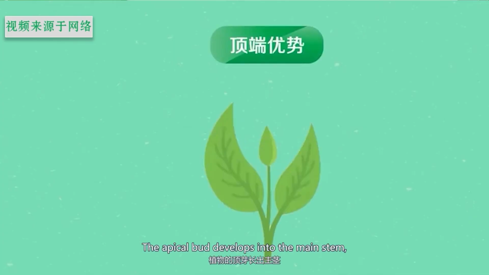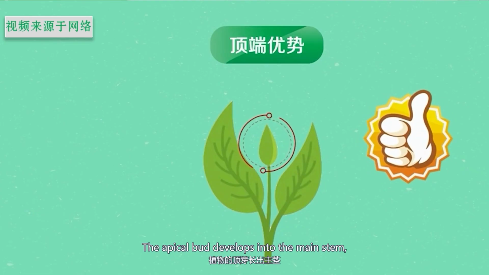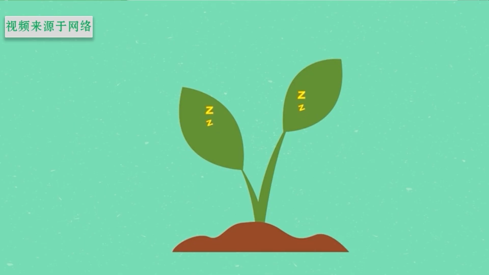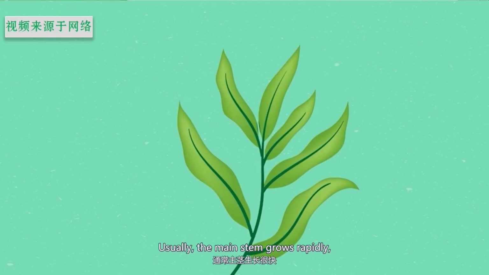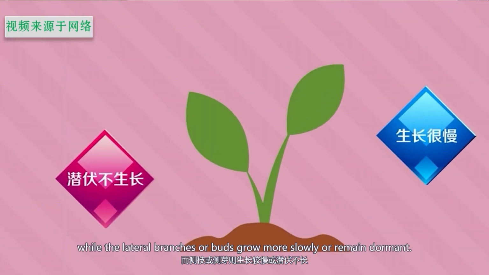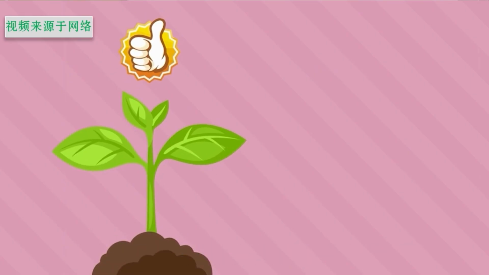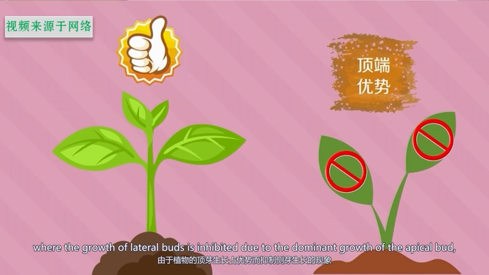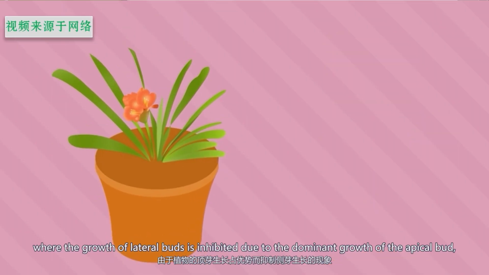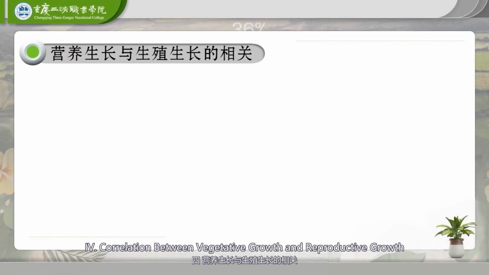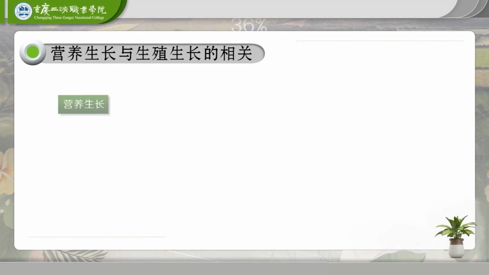3. Correlation between the main stem and lateral branches. Apical dominance. The apical bud develops into the main stem, and the lateral buds develop into lateral branches. Usually, the main stem grows rapidly, while the lateral branches or buds grow more slowly or remain dormant. This phenomenon, where the growth of lateral buds is inhibited due to the dominant growth of the apical bud, is called apical dominance.